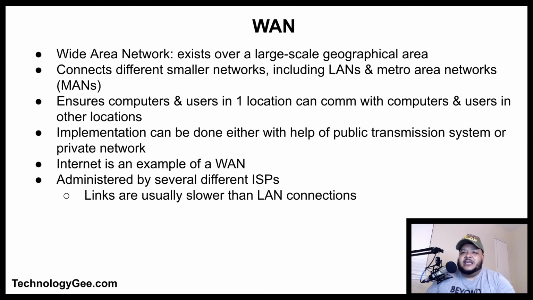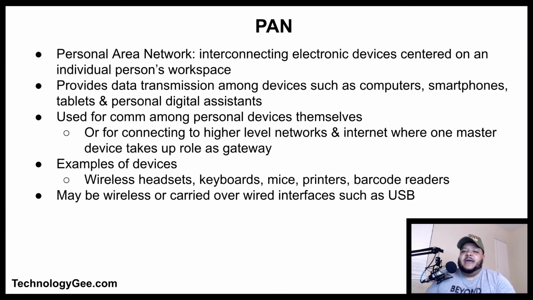WAN implementation can be done either with the help of the public transmission system or a private network. The internet is an example of a WAN. WANs are administered by several different internet service providers, and the links are usually slower than LAN connections.